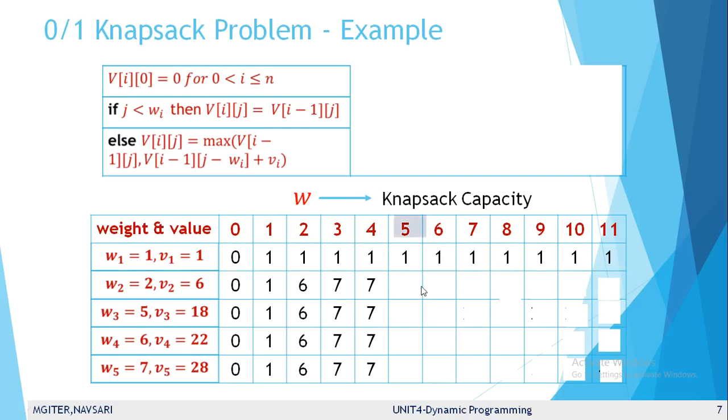Now in column 5, the capacity of the bag is 5, and in row 2 we have two items with the weight of 1 kg and 2 kg. So we include both items in the bag, because the capacity of the bag is 5 kg. So we include the 3 kg of items in the 5 kg bag. So profit is 1 plus 6 is 7.